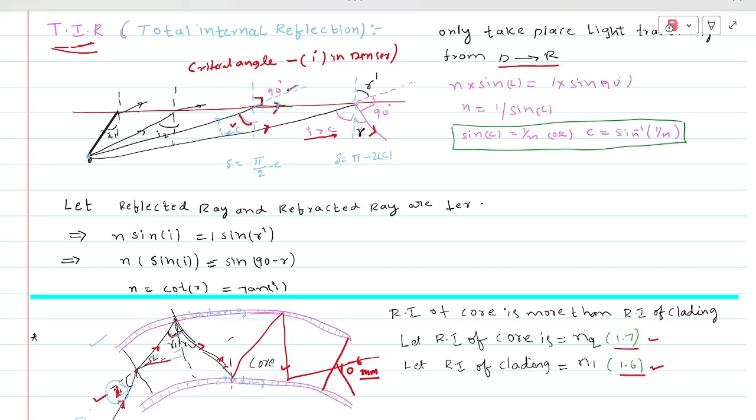This total internal reflection happens when a light ray is traveling from denser to rarer medium. Here I have given ray C, first ray, second ray. Coming to the third ray here, not only the third ray, after many rays, one of the rays is grazing along the surface as shown in the figure here.